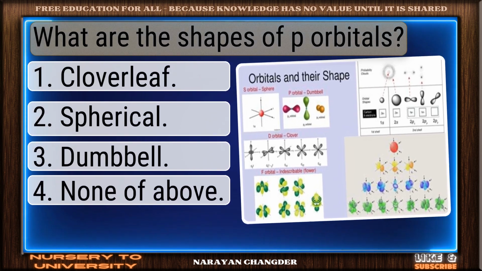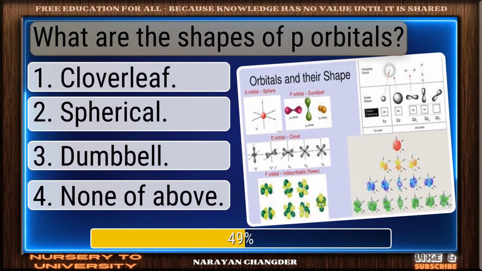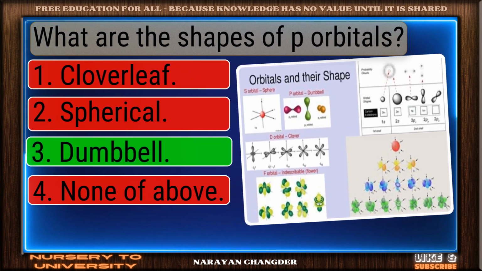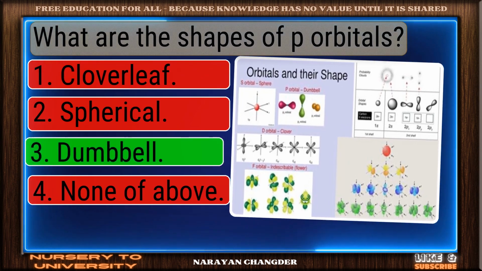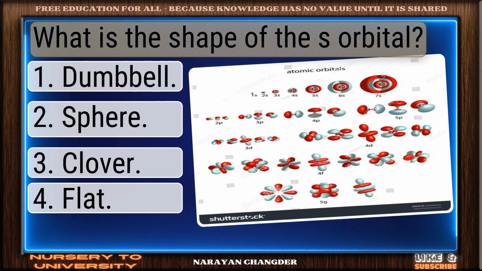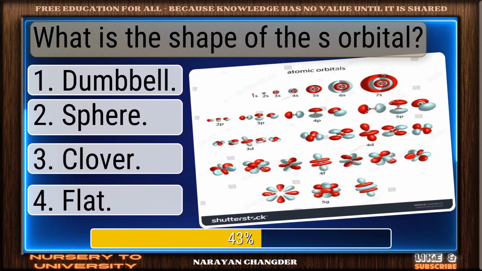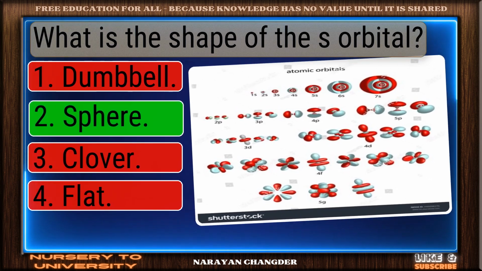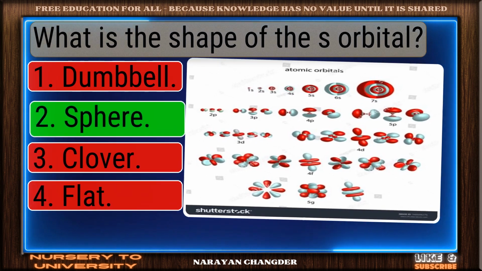What are the shapes of p orbitals? Correct. Dumbbell is the right answer. What is the shape of the s orbital? Right choice. Sphere is the best answer.